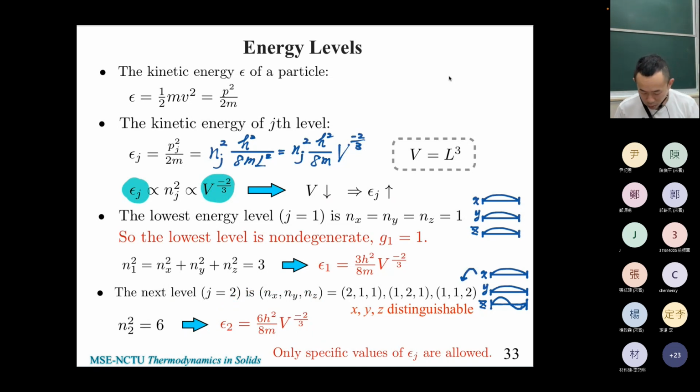Okay, so now you can specify epsilon 1, epsilon 2, and epsilon 3 just by hand, right? Everyone can do that. Okay, so only specific values of epsilon j are allowed. What does that mean? It means that energy is quantized, right? So it is not continuous. Only certain values of epsilon exist.